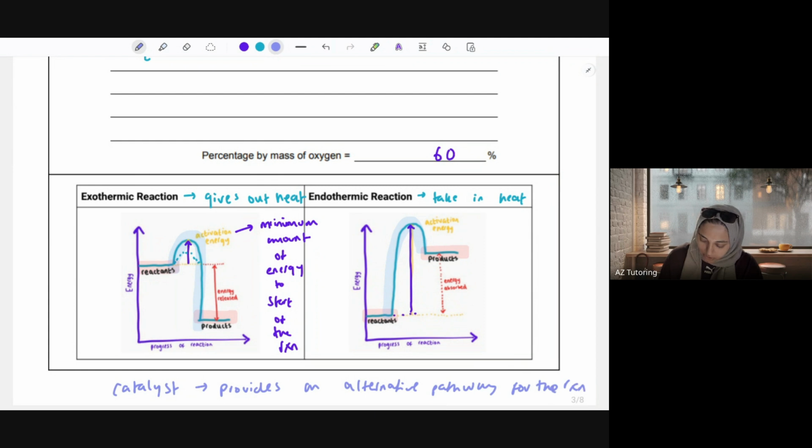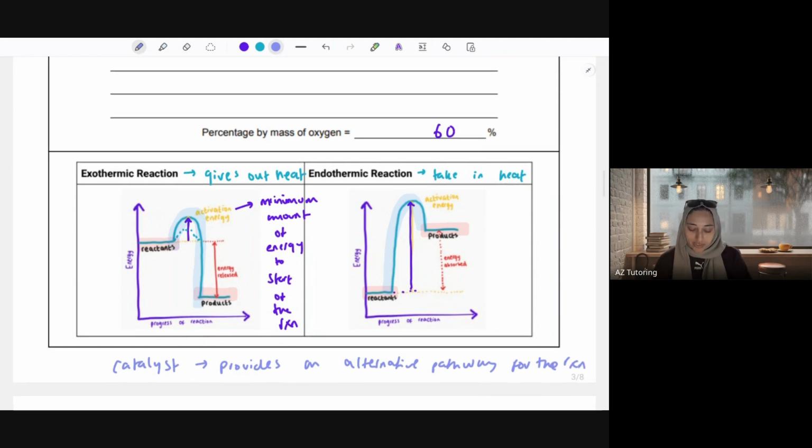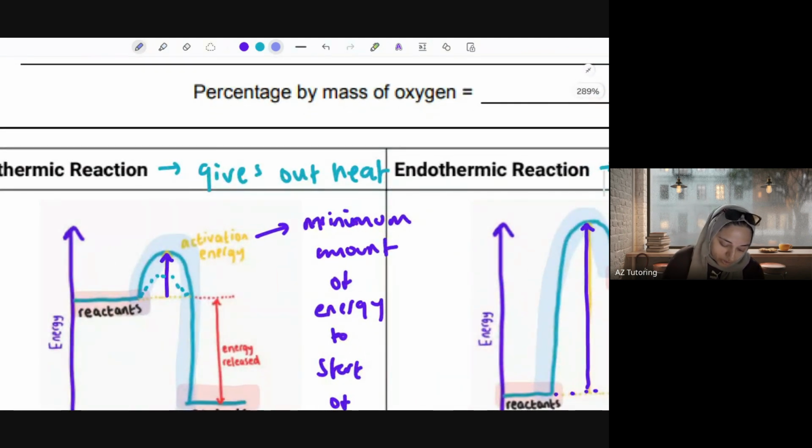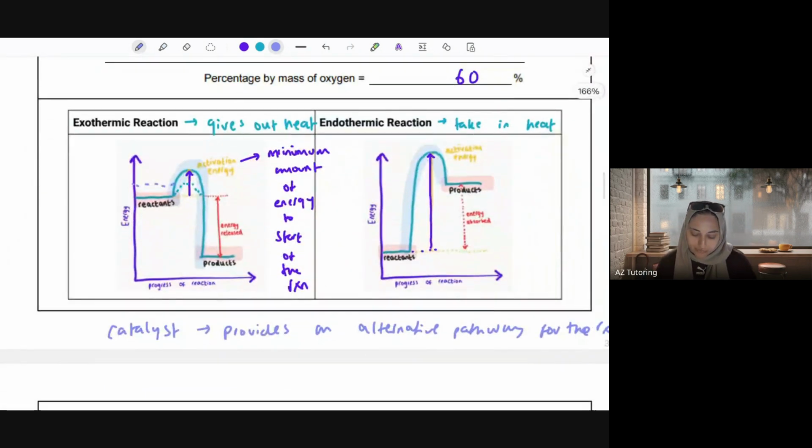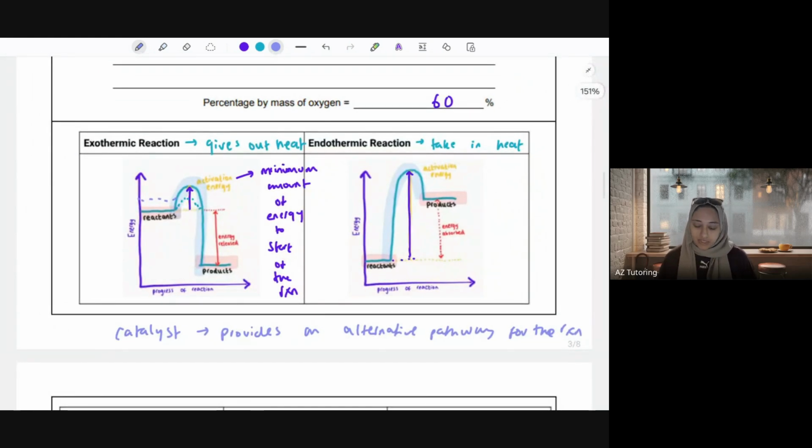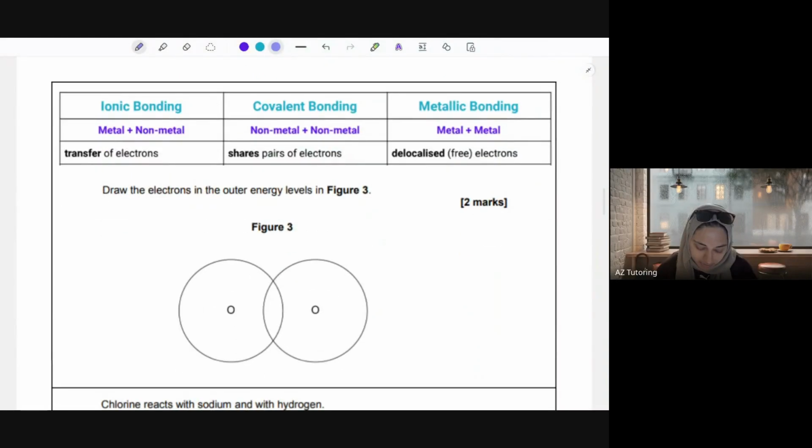A lot of people tend to lose this mark. So saying that it provides an alternative pathway, so you can see it's this lower peak, which requires much less energy. Okay, so that's reaction profiles. They could get you to draw them in the exam. They could get you to label them in the exam. But that's the reaction profiles.